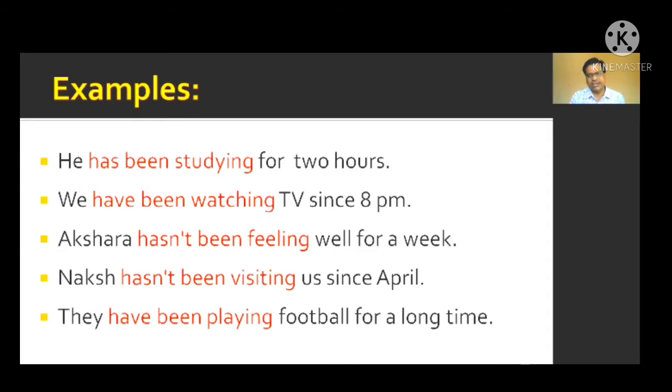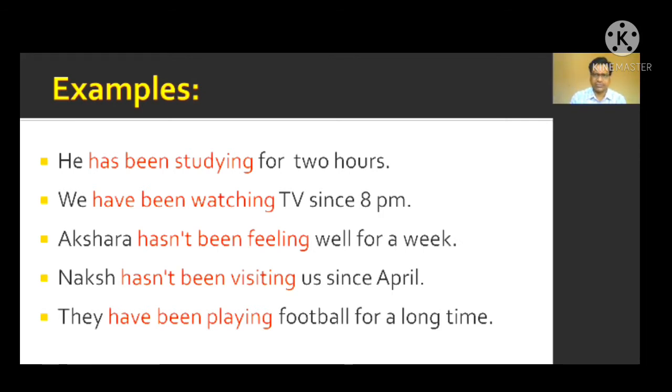The first element in the verb phrase indicates tense, that this sentence is in present tense. Second element indicates that it is perfect because B-double-E-N is the V3 of be. Be, that is to be, is in the infinitive form. Am, is, are, was, were, be, been, being. These are the various forms of to be verbs.